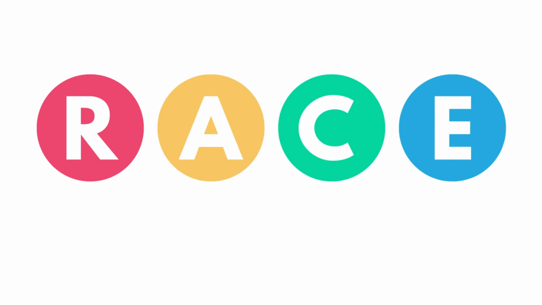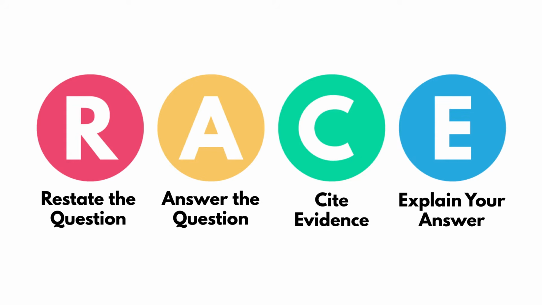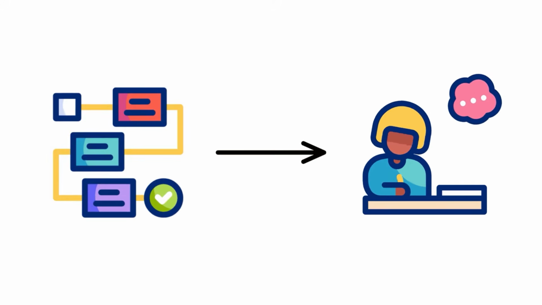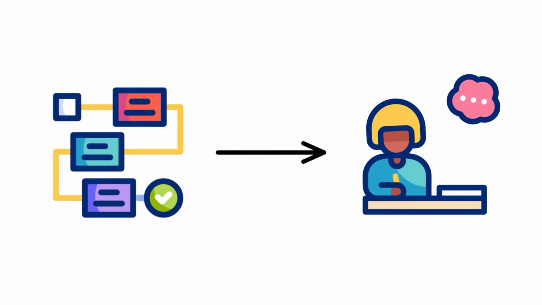The RACE strategy is a great tool for helping students of all ages with their writing. The R stands for restate the question. The A stands for answer the question. The C stands for cite evidence. The E stands for explain your answer. By providing students with a formula that they can follow, they can write full and thoughtful answers in response to questions. This, in turn, helps them build their confidence with writing.